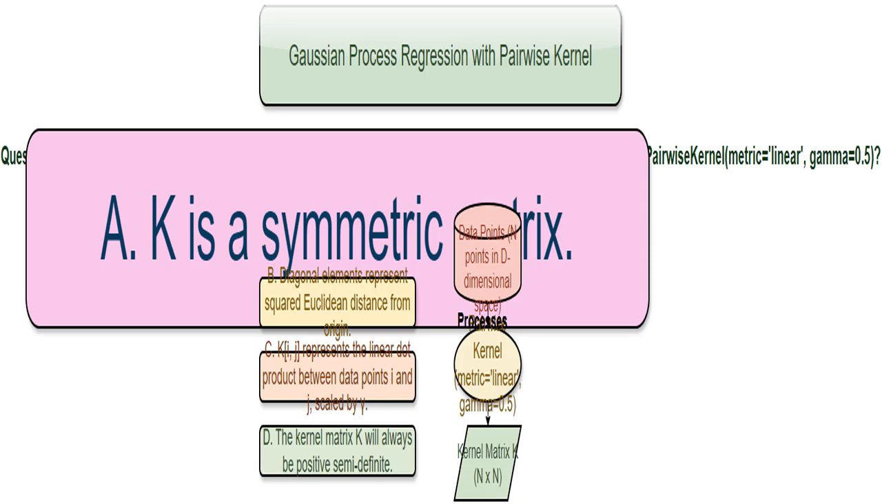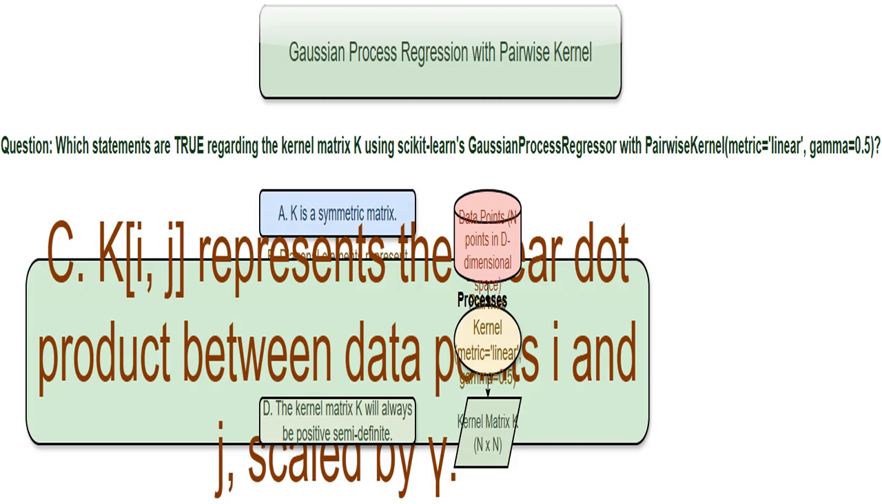The diagonal elements, K_ii, of the kernel matrix are not the squared Euclidean distances from the origin. They are actually the dot product of each data point with itself, scaled by gamma. It would be the squared Euclidean distance only if my data is centered at the origin. For any two data points, i and j, the element K_ij in the kernel matrix represents the dot product of those two data points, scaled down by a factor of gamma, 0.5 in my case. This dot product essentially measures the similarity between the two data points.